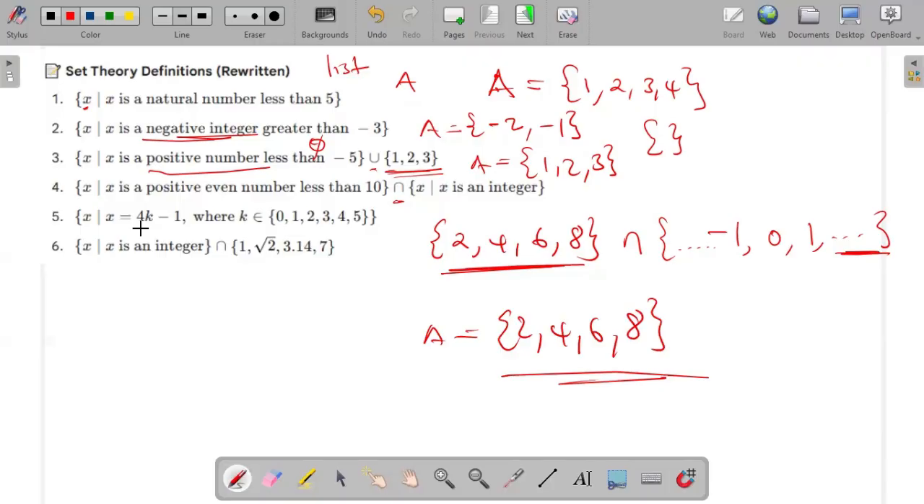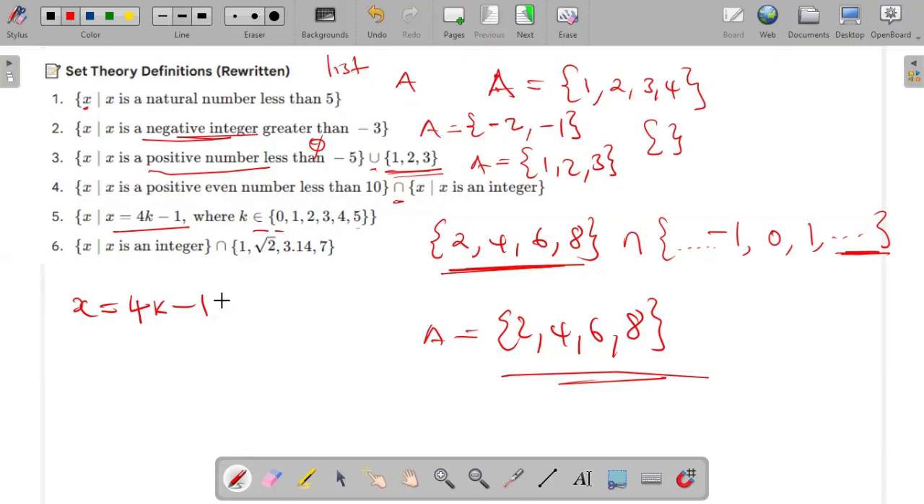So now for part 5, they have said x is a set of all x such that x has been given a formula, which is 4k minus 1. But they're telling us k can take on values. So k is a member of this E, like that, which means member of. If it is not a member of, then you'd cross it like that. So what this means is k can take on values from 0, 1, 2, up to 5. Those are the values that it can take on.